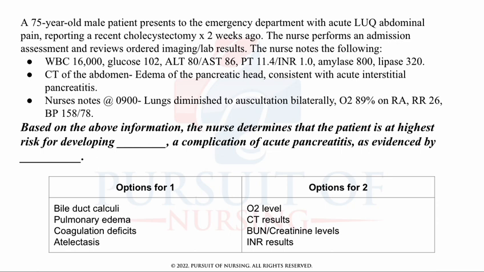So based upon this information given to you from the patient's medical record, you conclude that the patient is at greatest risk for developing what from options for 1, and what is that evidenced by, and look at your options for 2.